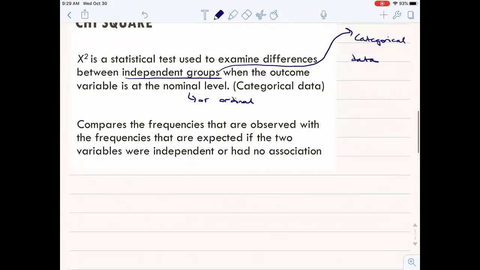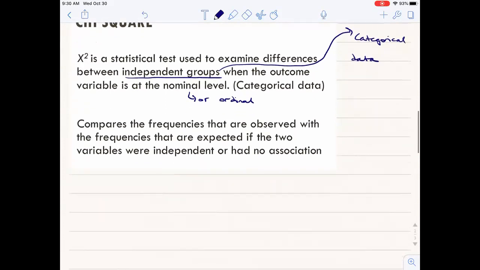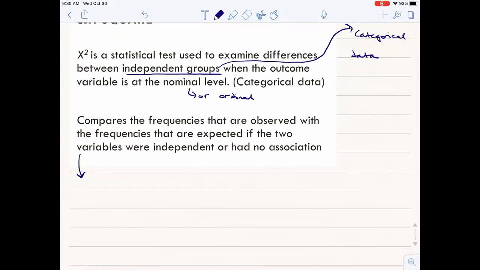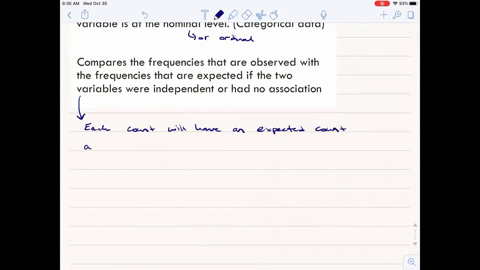Okay. And so what the chi-squared test does is it says, okay, if our hypothesis is correct, then there's going to be expected values for each count in each category, right? And so each count will have an expected number or an expected count, assuming the null hypothesis H naught is true, right?